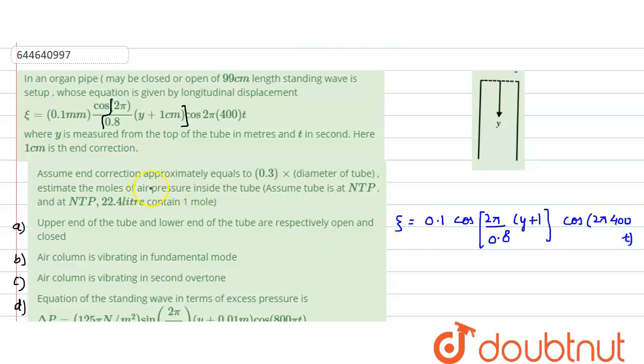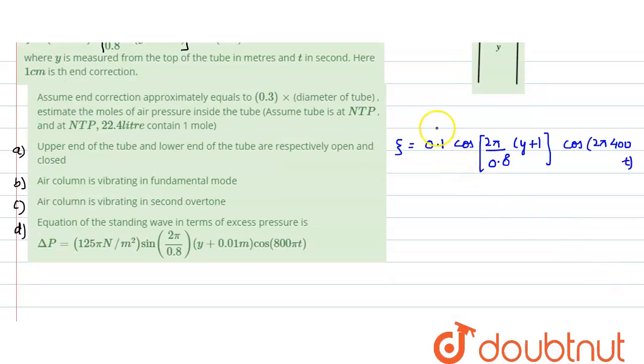Now the end correction is given as 1 centimeter. We need to check whether the upper end of the tube is the open end or the closed end, or whether the lower end of the tube is open or closed. At this location y would be equal to 0, and end correction is given as 1 centimeter. So if we go to this side, y would be equal to minus 1 centimeter, because the end correction is 1 centimeter and this is y equal to 0.